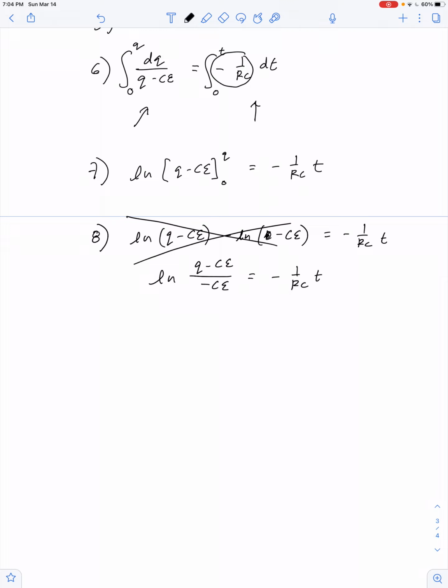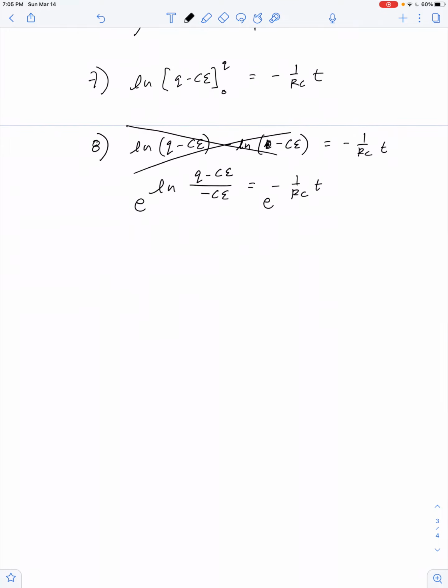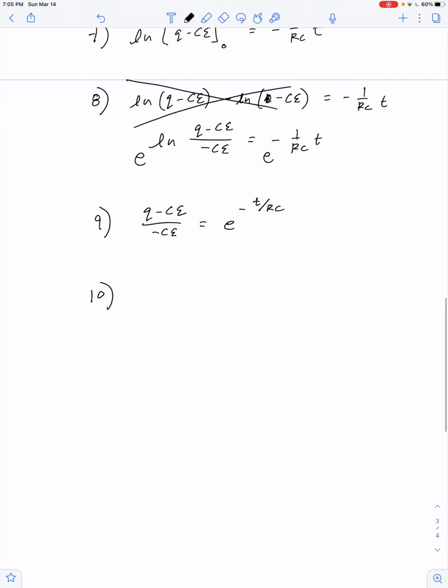Whatever I do to one side of the equation, I'll do to the other. So e raised to whatever expression is represented on both sides of the equation. That causes the natural log to cancel out. We have (q minus c epsilon) over negative c epsilon is equal to e to the negative t over rc. And then lastly, with a little cross multiplying and transferring terms from one side of the equation to the other, we have q is equal to c times epsilon times (1 minus e to the negative t over rc).